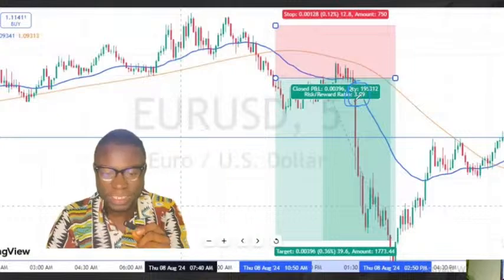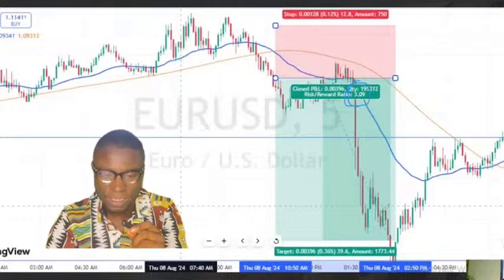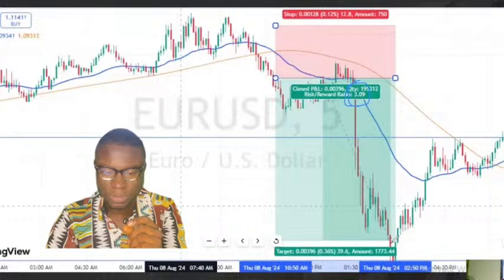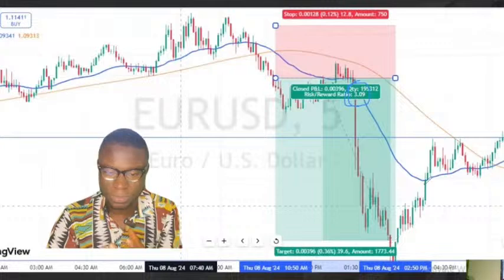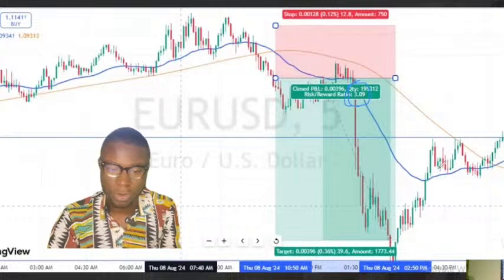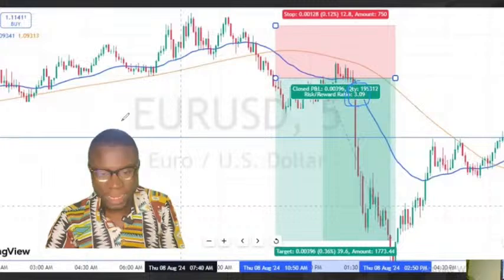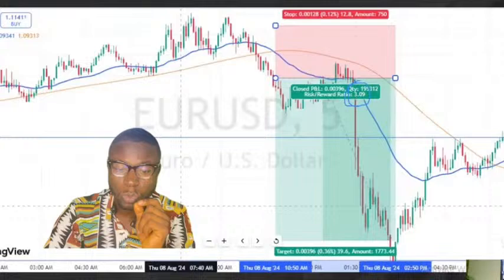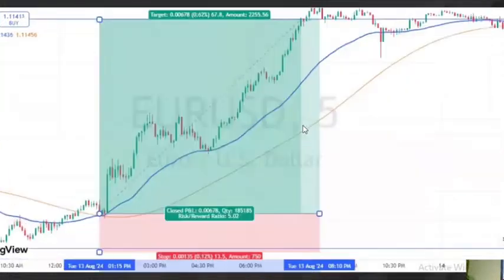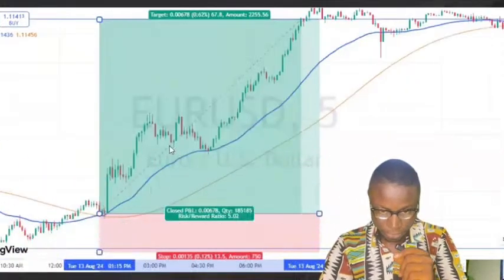And as you can see, price hit my take profit very easily before going back to close above the moving average. So here I'm already out of the market. So it is very simple. Now this is a buy scenario.